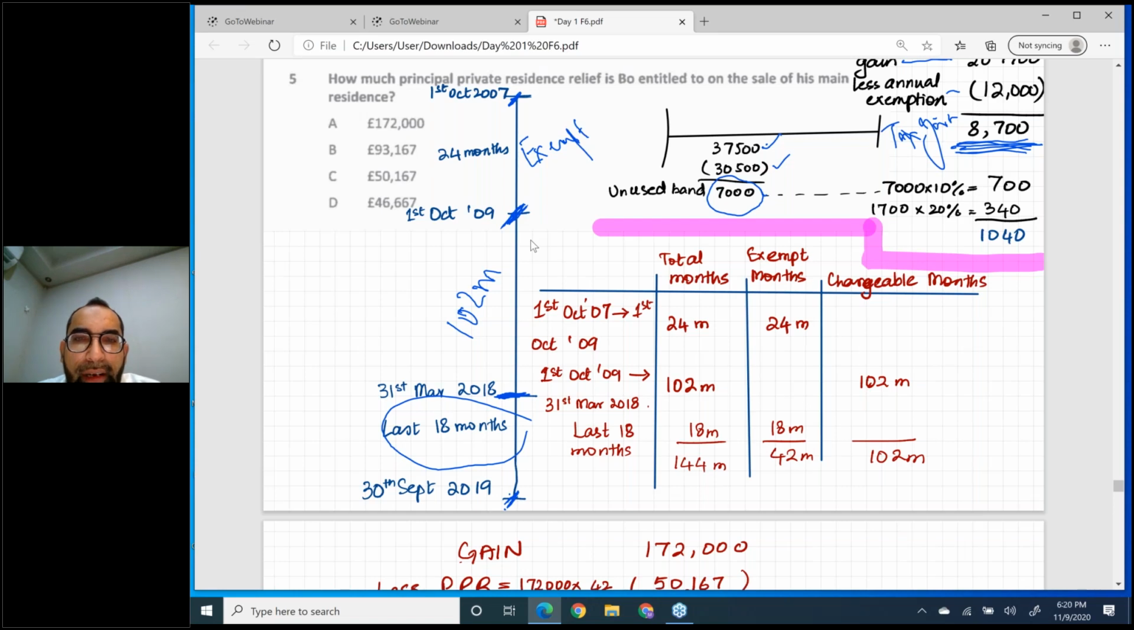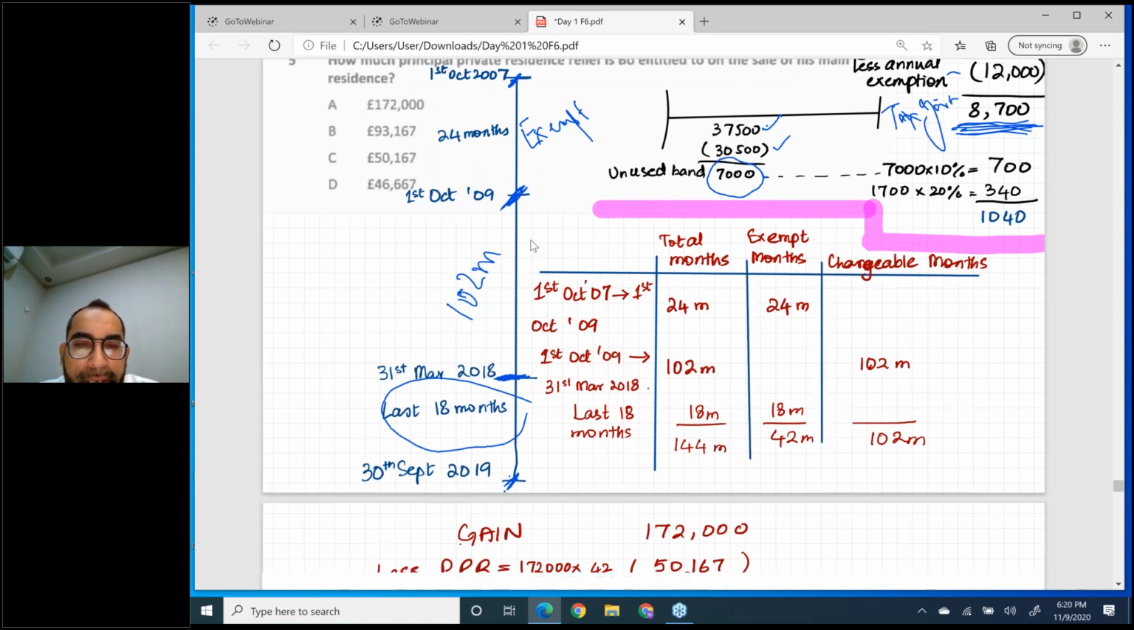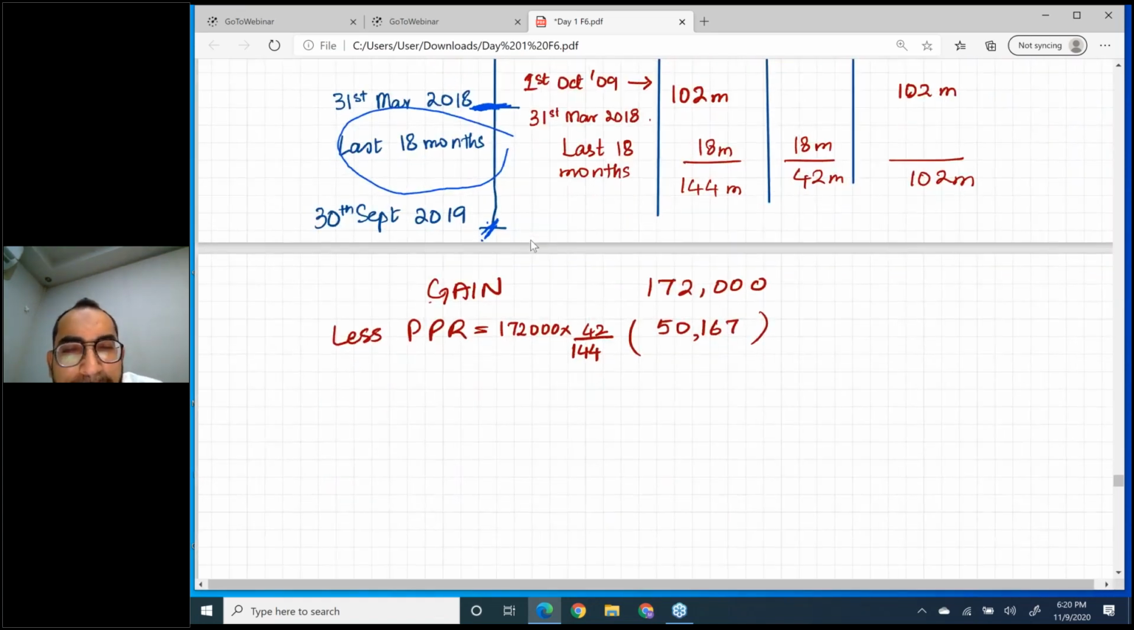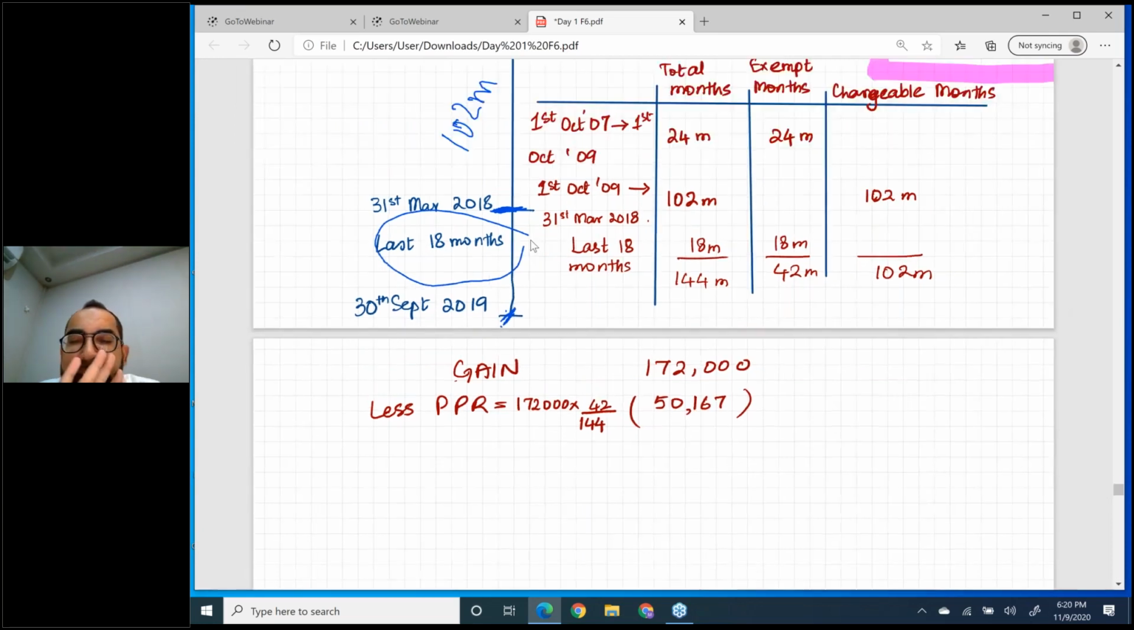Okay, now look here. The ready-made gain was 172,000. How do we calculate PPR? The formula of PPR is gain multiplied by exempt months divided by total months. So this will be 50,167, and this is your PPR, and that's the requirement of the last question, to calculate PPR.